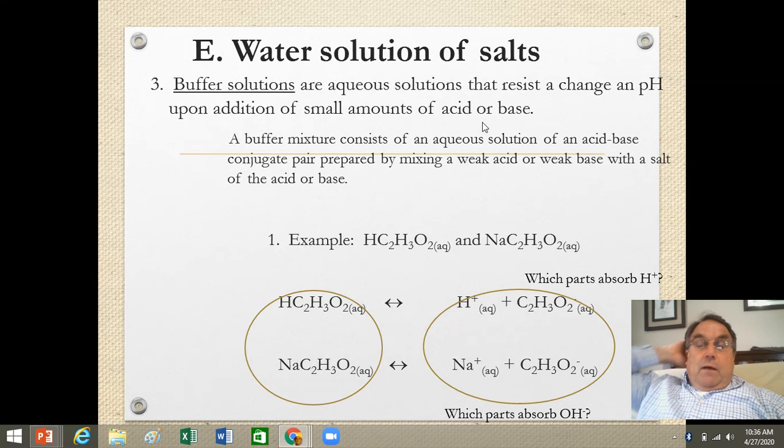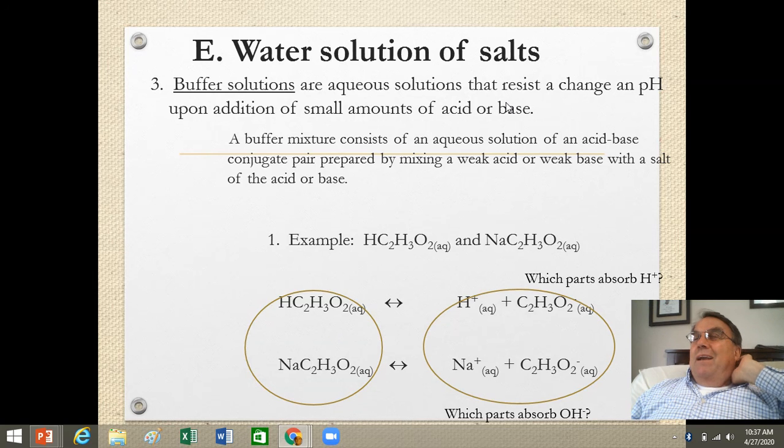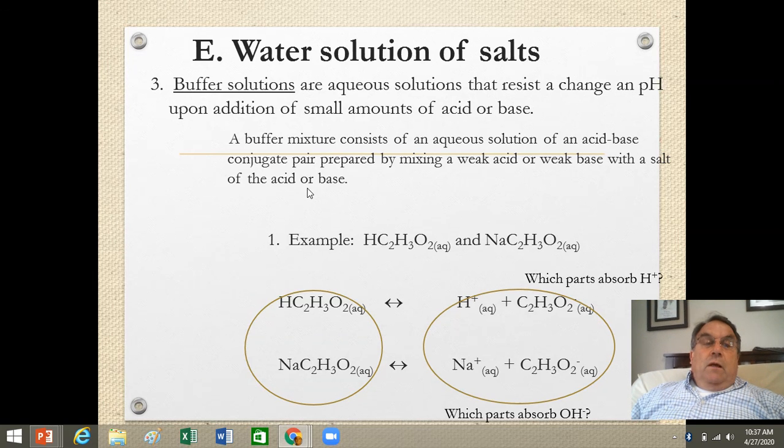And then we have buffers in our body that help to resist changes in pH. There's a buffer system in our bloodstream. There's buffer systems all throughout our body. Most body chemistry can only operate under a very narrow range of pH. So if the pH changes, then we would be in trouble and maladies would result. So how do we make buffers?